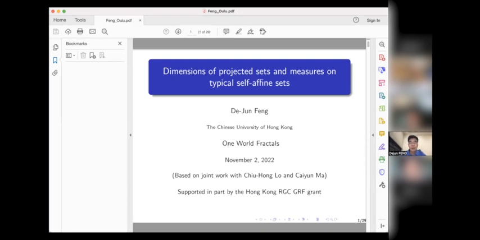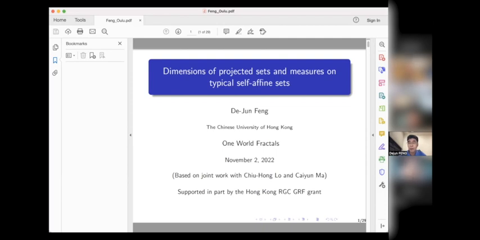Our main target is to investigate various fractal dimensions of general projected sets and measures on typical self-affine sets and the coding map.